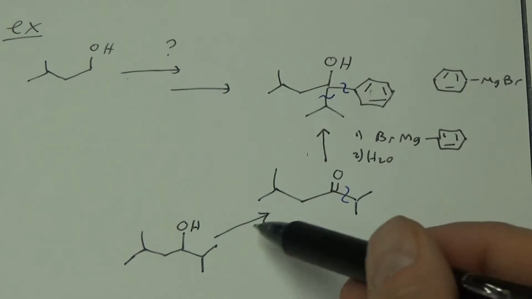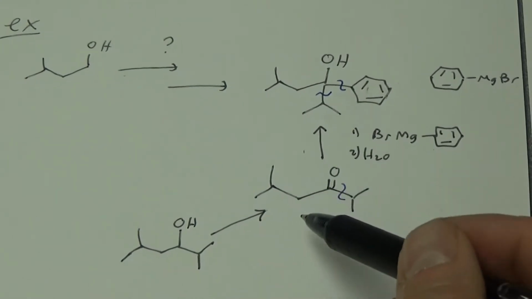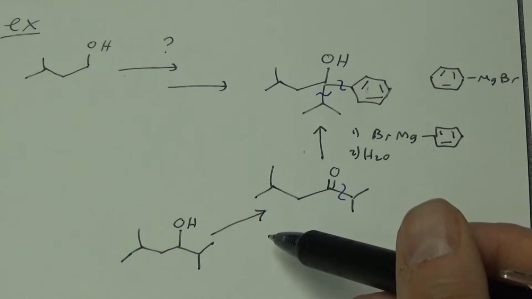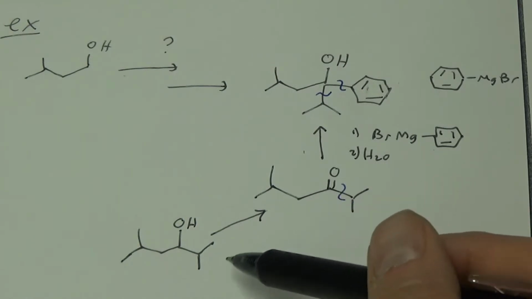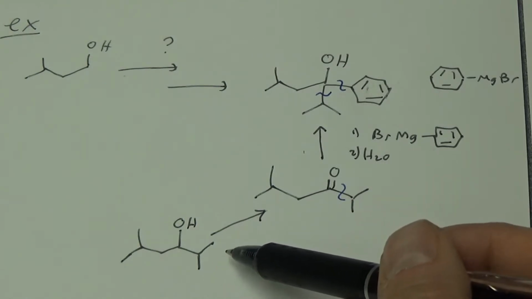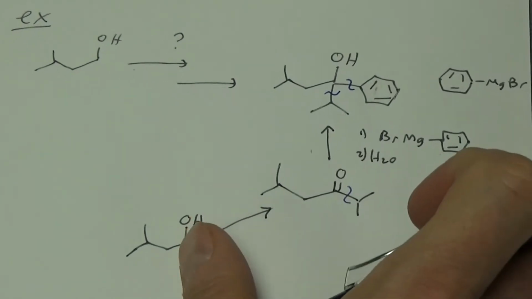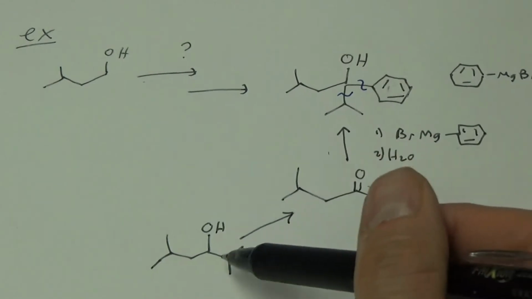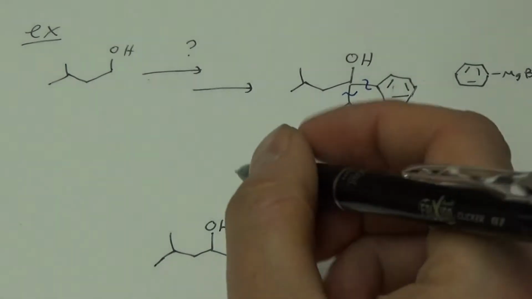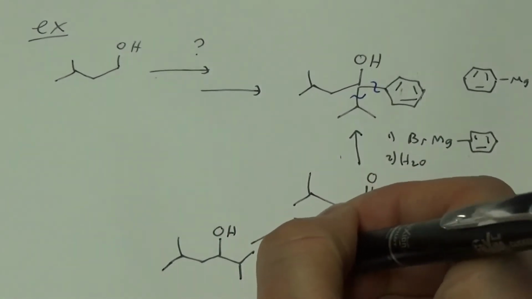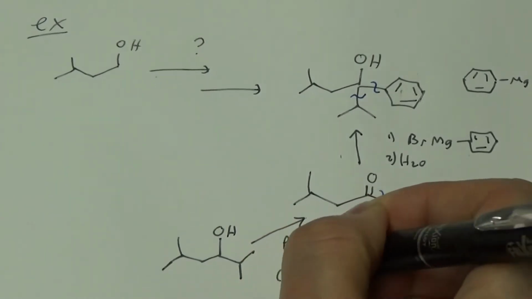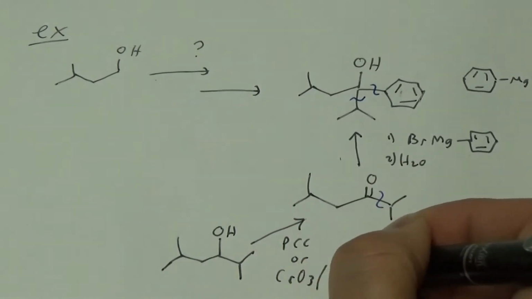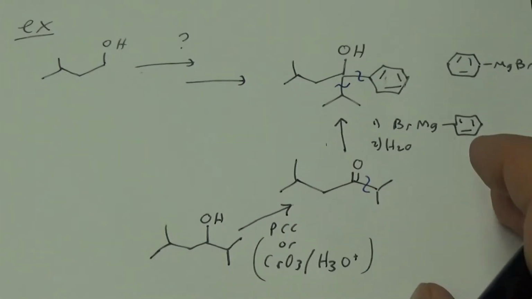What's the difference between PCC and CrO3 in terms of reactivity? Well, they don't care if it's a secondary alcohol. They both work, right? The only time there's a difference between PCC and CrO3 is when it's a primary alcohol. If it was a primary alcohol, then PCC would make an aldehyde and CrO3 would make a carboxylic acid. But in the case of a secondary alcohol, as we discussed, it doesn't matter. I can use PCC or CrO3 acid, H3O+. It's all the same. Both of them are cool.